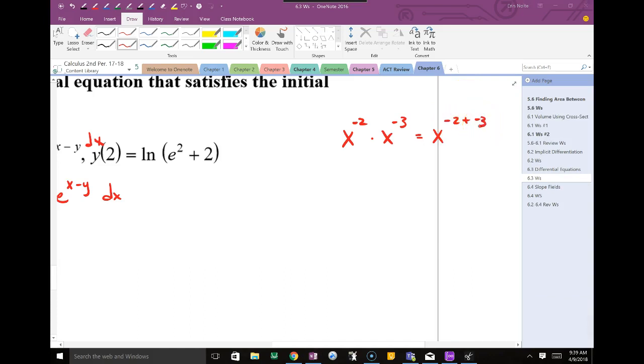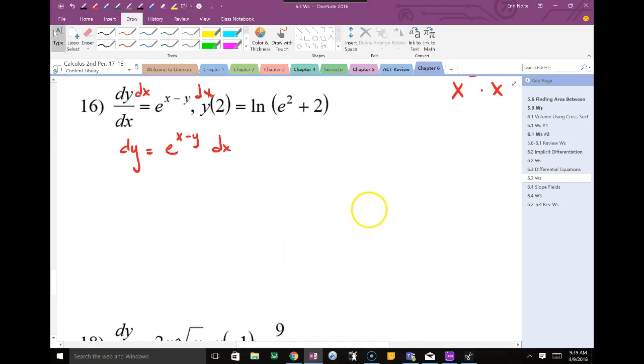So what I'm going to do is I'm going to separate this and rewrite it. Okay, so watch what I do here. This is going to be e to the x times e to the negative y. Did you catch that step?